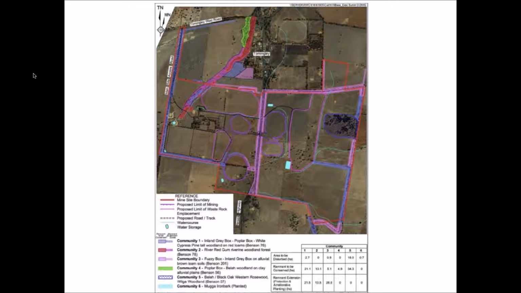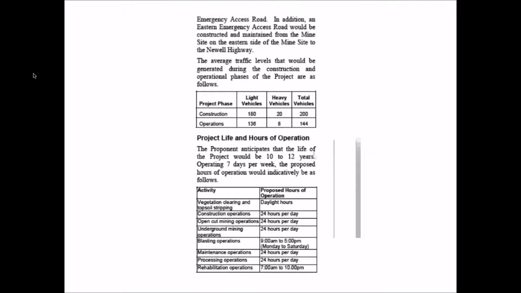Again, within the EIA, there was this identification of traffic and project hours of operation. So the mine was going to operate 24 hours a day, with blasting operations, which were going to be the activity that had the most impact, from 9 AM to 5 PM. But it was a 24-hour-a-day operation. And so that required the project proponent to ensure that noise and traffic was not going to significantly impact the village of Tomingley.